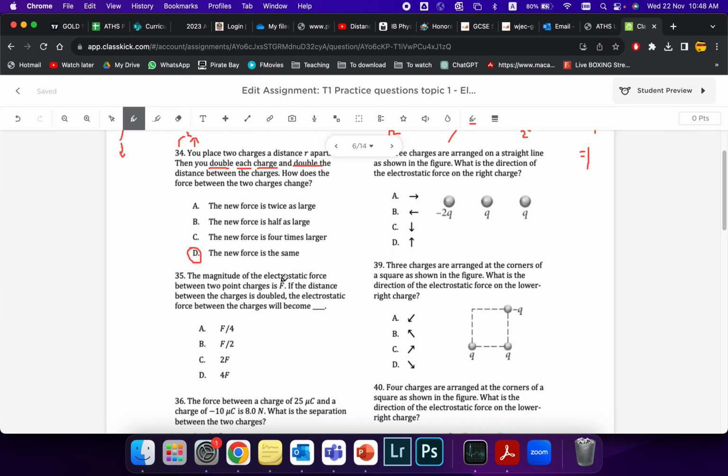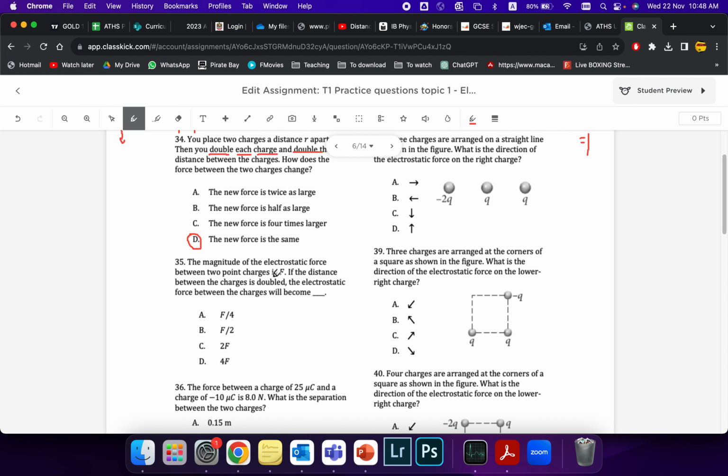So here is another example. In this case, all we're changing now is we're just changing the distance. We're doubling the distance. So 1 times 1 times 1 divided by, I'm just going to go ahead and double my distance now, 2 squared. What will that give me? So K, Q1, Q2, keep them as 1, 2 squared, 1 over 4, F. 1 over 4, it reduced to a quarter. 1 over 4 is the same as F over 4. That is the same answer.